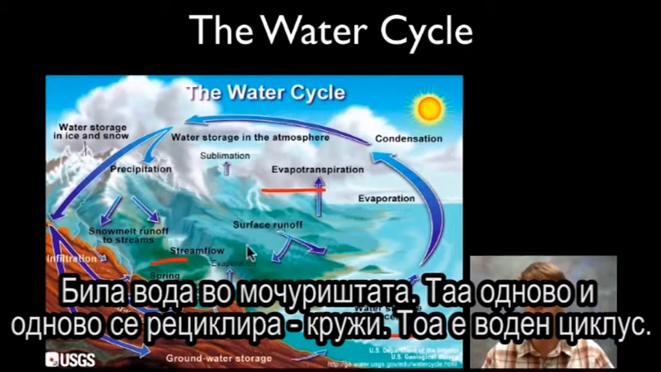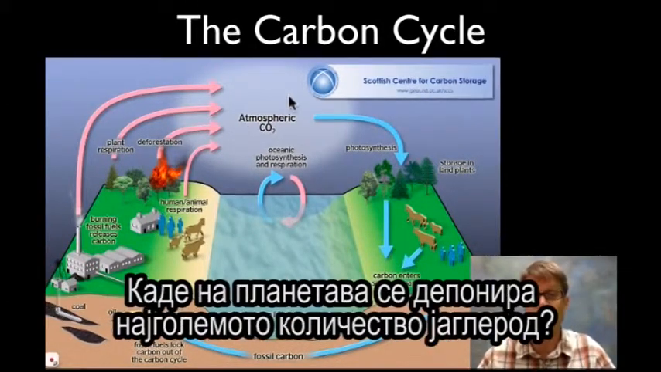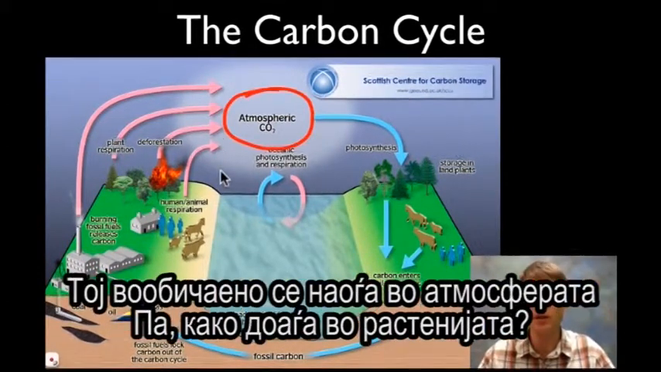It's just recycled over and over and over again. So that's the water cycle. Let's go to the next one. That's the carbon cycle. Where's most of the carbon stored on our planet? It's actually stored in the atmosphere.